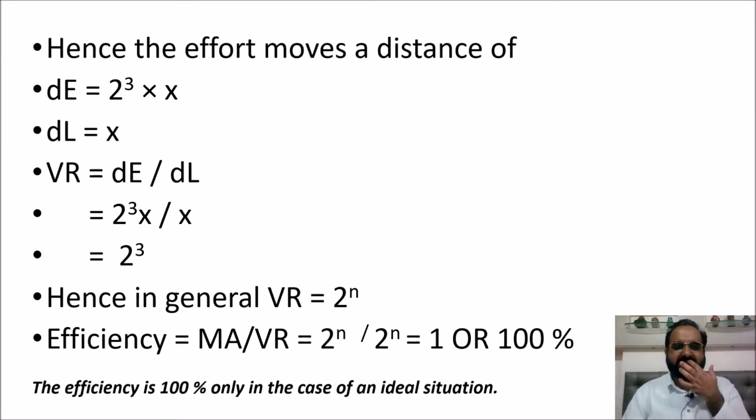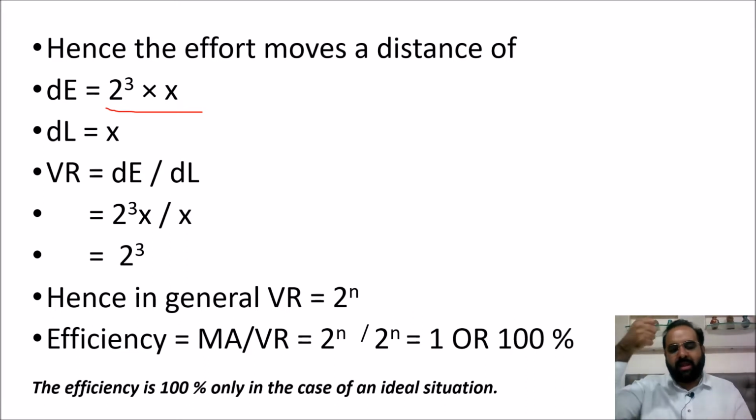So see this, dear. So hence the effort moves by distance dE is 2 to the power cube into x, dl is x. So I had said that if we pull x, then on every side it will move that much distance, so it is nothing but 2x. So over here the velocity ratio formula is dE upon dl, that is the displacement by the effort upon displacement by the load. So 2 cube into x upon x. So again this x gets cancelled and we get the formula as 2 to the power n.